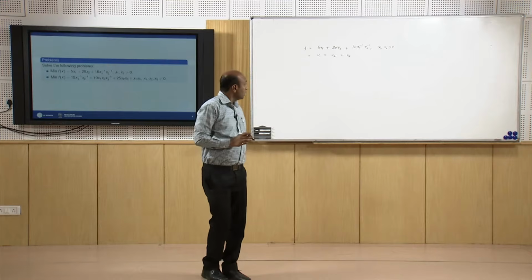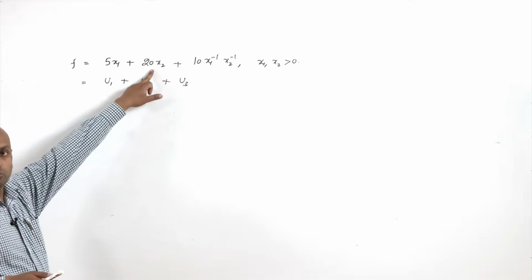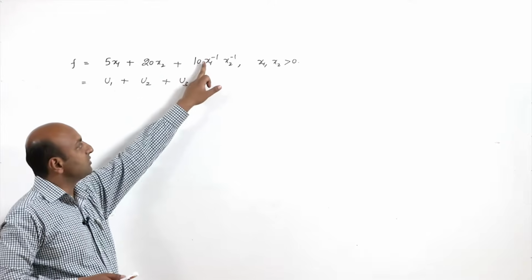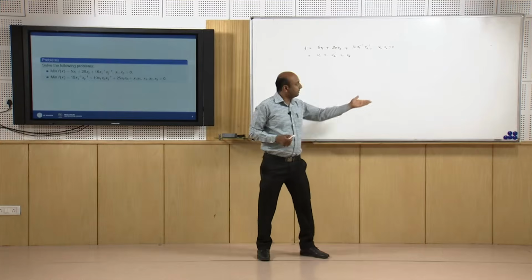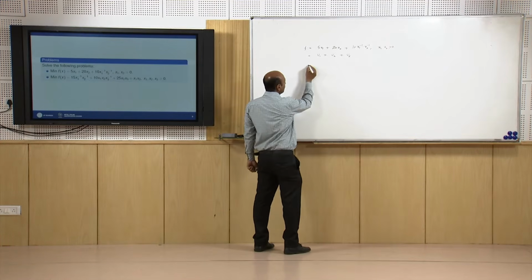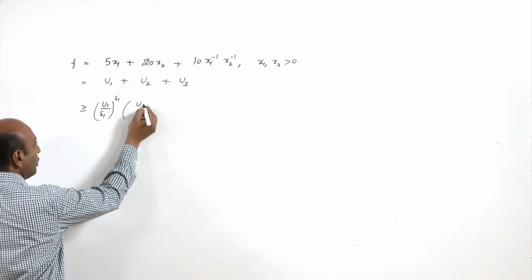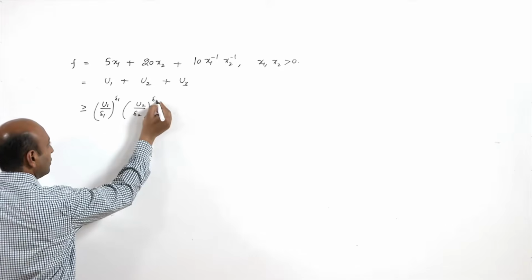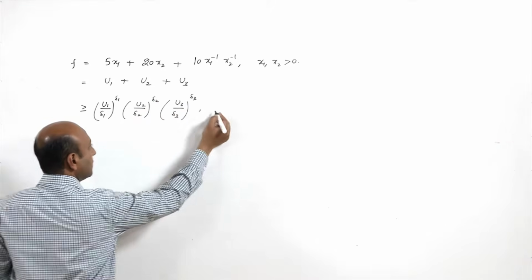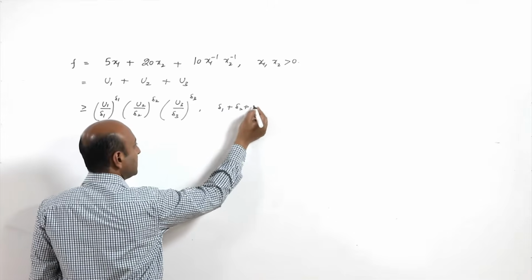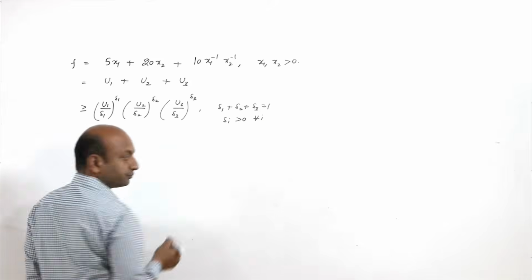Now, what is u1? u1 is the first term 5x1, u2 is the second term 20x2 and u3 is the third term 10 x1 raised to power minus 1, x2 raised to power minus 1. Now, we will apply the same inequality, that is, f is greater than or equal to (u1 upon delta 1) whole raised to power delta 1, (u2 upon delta 2) whole raised to power delta 2, (u3 upon delta 3) whole raised to power delta 3, such that delta 1 plus delta 2 plus delta 3 equals 1 and all deltas are greater than 0.